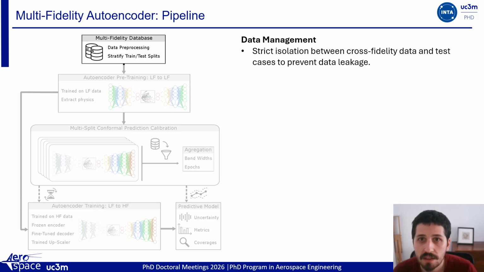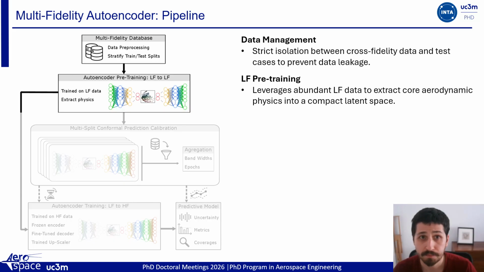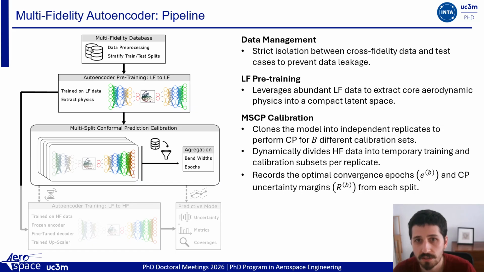Here we can see the training pipeline of the framework. We begin with the data preprocessing, keeping a strict separation between low and high fidelity data. Then we pre-train the autoencoder using the low fidelity dataset to learn a meaningful latent space and initialize the network weights. Since we only have a few high fidelity samples available, we perform the conformal prediction calibration multiple times, in our case 30 times, using different random train-calibration splits. This allows us to better capture the variability of the design space.